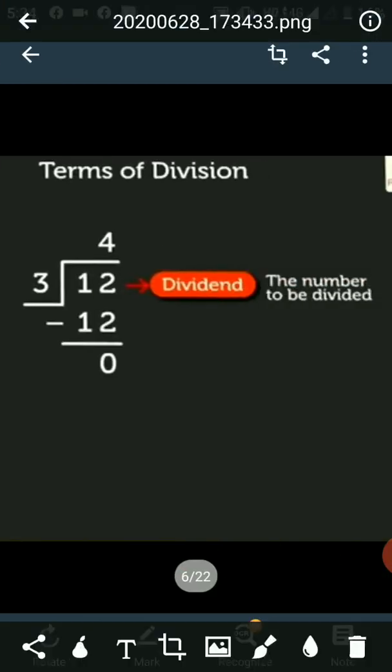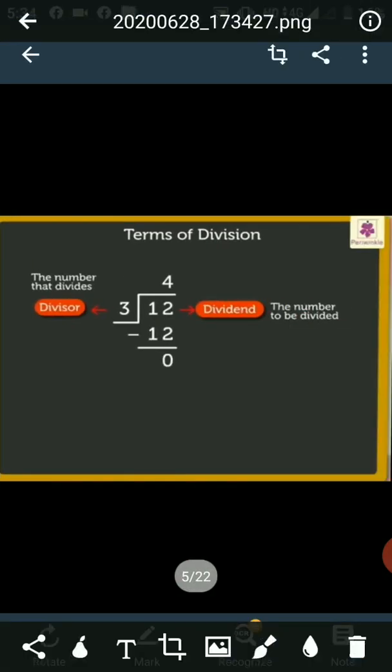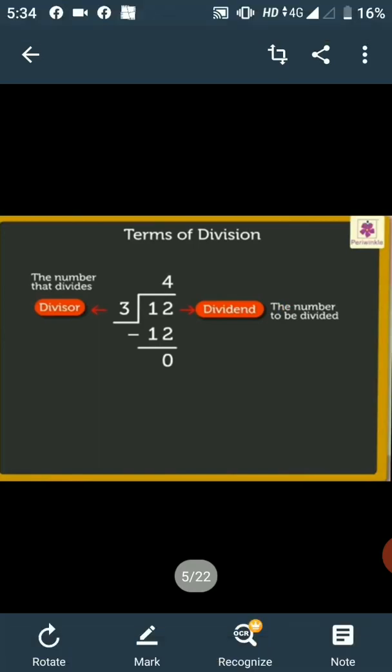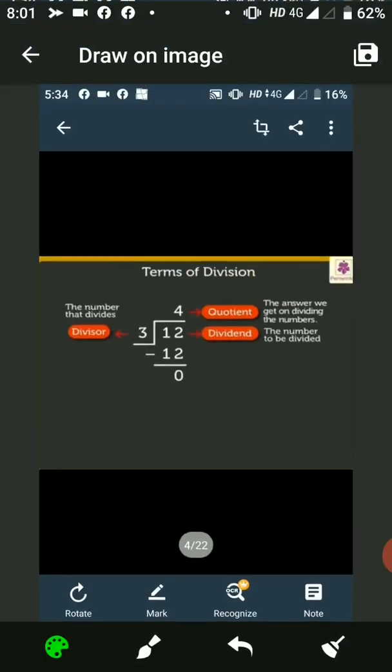Let's discuss. Firstly, this 12, the biggest number, you know what we call it? Dividend. The number which we divide in the division chapter, we call it dividend. See, 12 is the dividend. Clear? Now see this 3, by which we divide the biggest number, we call it divisor. So 3 is the divisor. Clear? Now see, what the answer comes to, we call it quotient. The answer we get on dividing the number we call quotient.